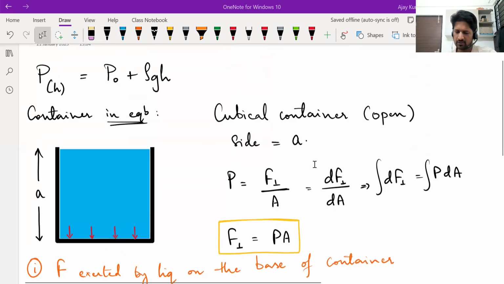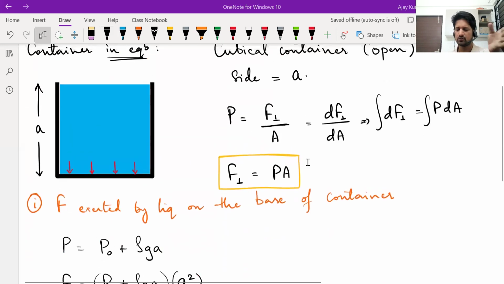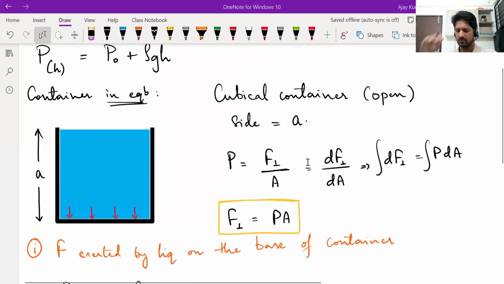We were just solving a question based on pressure in a liquid at a certain depth. There is a cubical container in which a liquid is filled completely. The upper surface is open to the atmosphere, and you were asked to find out the force acting on the base of the container. We are doing that through pressure multiplied with area.